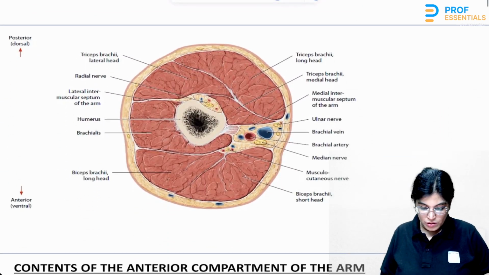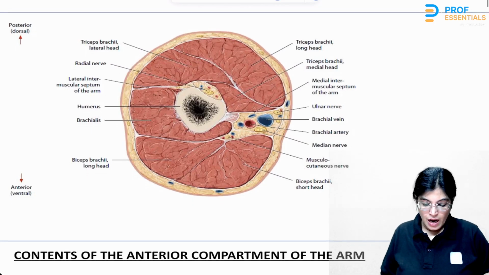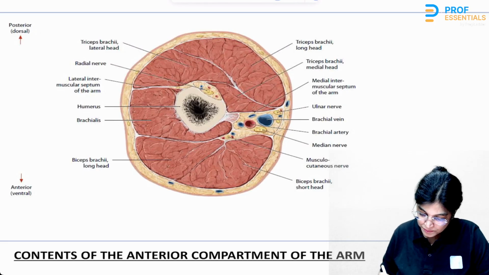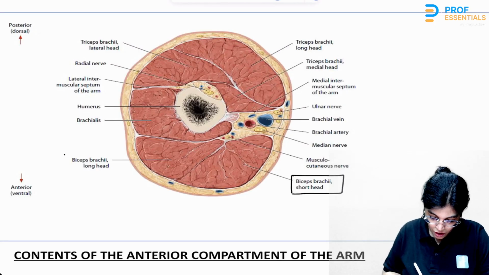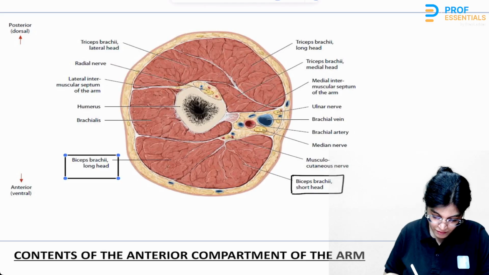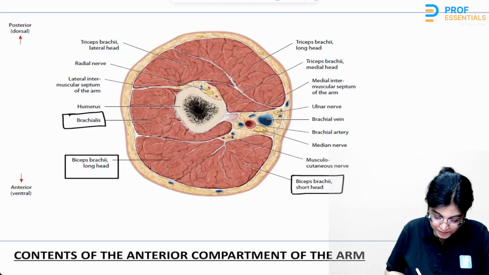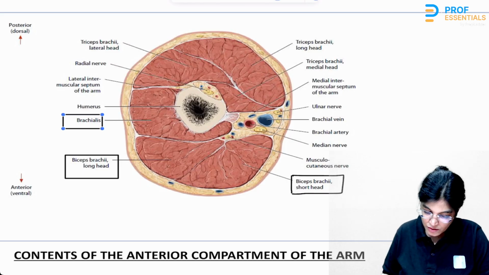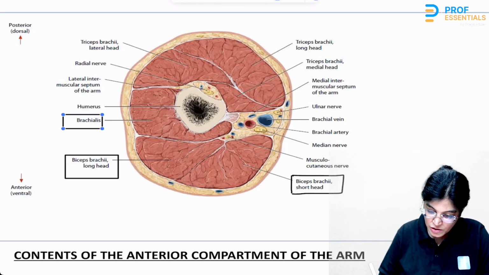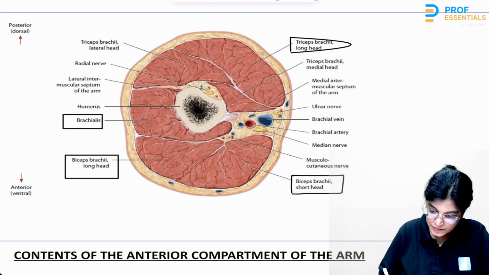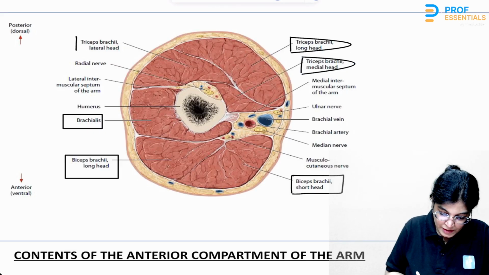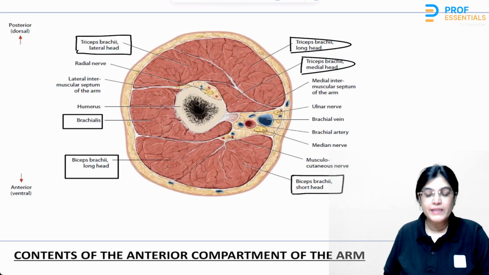I just want to show you this image. Actually, this is a section. In the section of the arm, what can we appreciate here, the important structures. We can see here the biceps brachii muscle, the long head and the short head have been shown. We can see here the brachialis muscle. We can also see the important posterior aspect, the other muscle, the triceps muscle. We can see the three heads of the triceps muscle, the medial, lateral and long head.